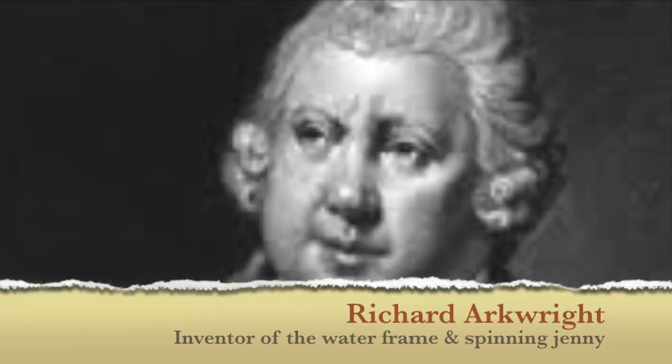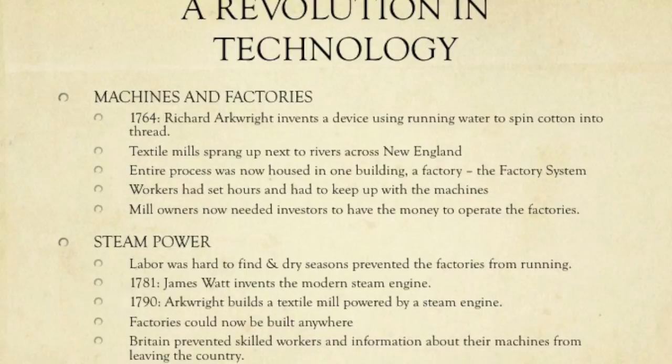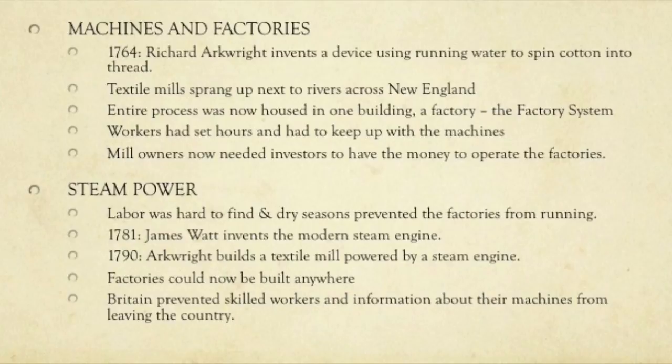And so not only does Richard Arkwright invent this water frame, but later on, with the help of James Watt's invention of the steam engine, he develops the spinning jenny, which uses now steam power to spin cotton into thread. And because of that, you now have these textile mills powered by steam engines that could be built anywhere. But Britain tried to prevent this information from getting out because it gave them a big advantage.